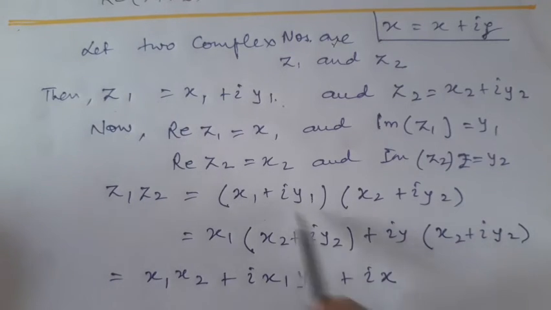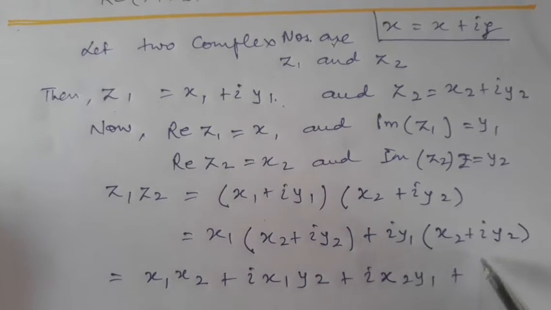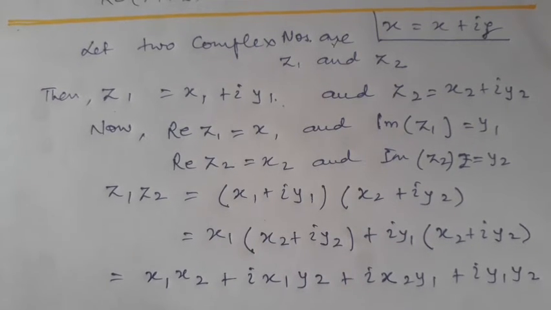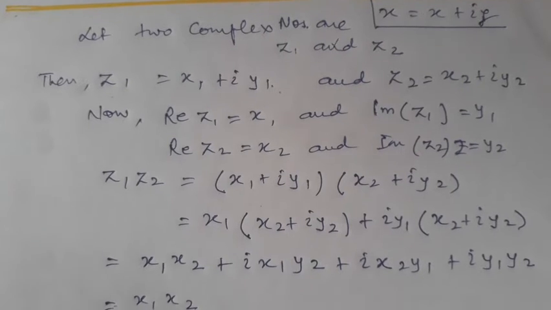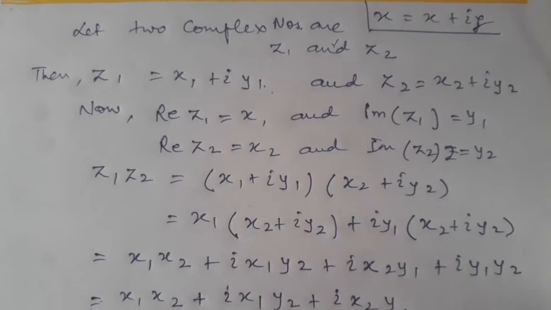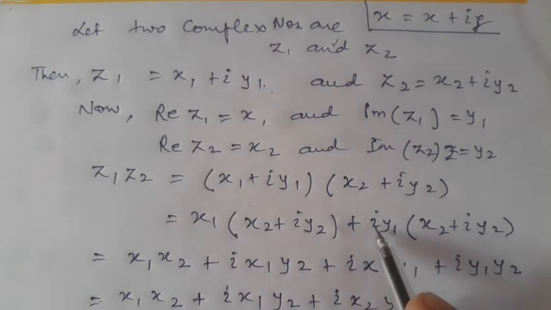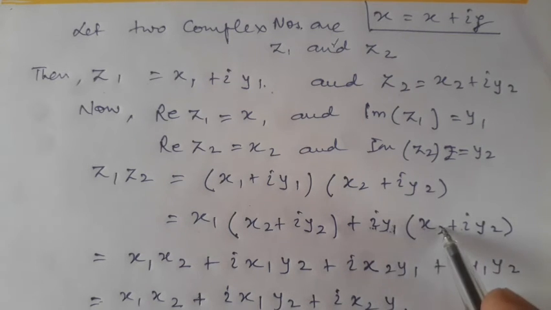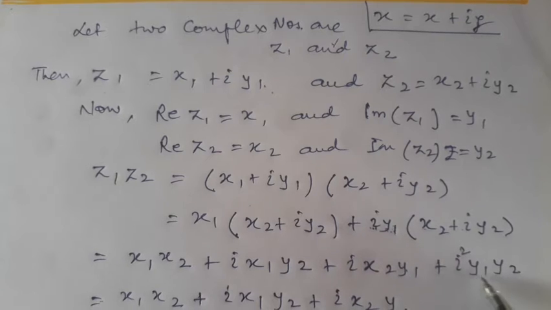again plus iota x2 y1 and again iota y1 into iota y2. Now x1 x2 plus iota x1 y2 plus iota x2 y1 and this will be iota y1 into iota y2, that is iota into iota, iota square y1 y2.